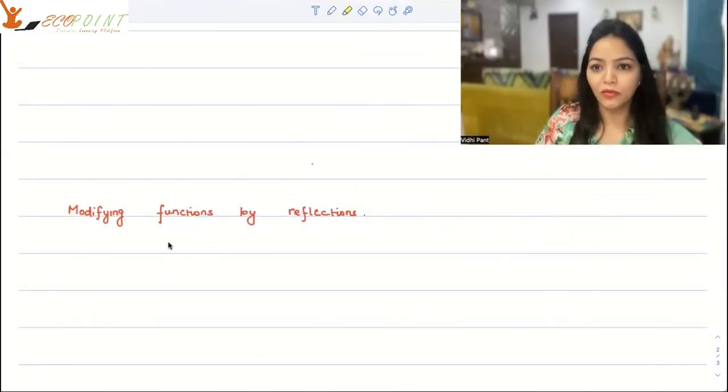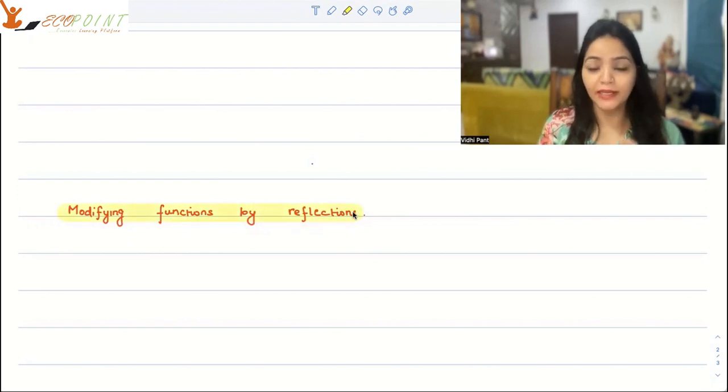Next, let's talk about modifying functions by reflections. So what do we exactly mean by this? You can modify a given function. Suppose you know y is equal to f(x). You can find the reflection graphically of this function in the x-axis and also in the y-axis.